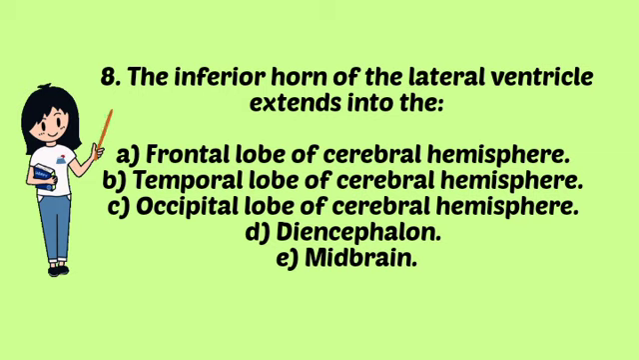8. The inferior horn of the lateral ventricle extends into the: A. Frontal lobe of cerebral hemisphere. B. Temporal lobe of cerebral hemisphere. C. Occipital lobe of cerebral hemisphere. D. Diencephalon. E. Midbrain. Option B is correct, temporal lobe of cerebral hemisphere.